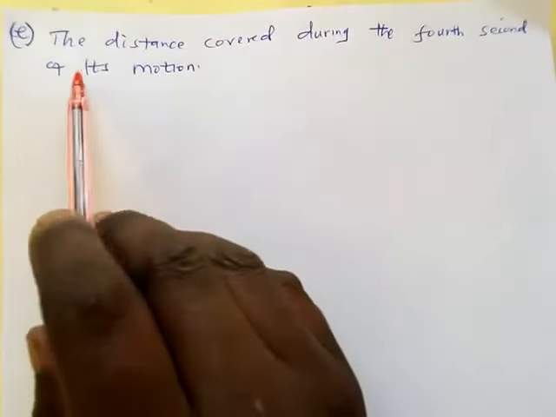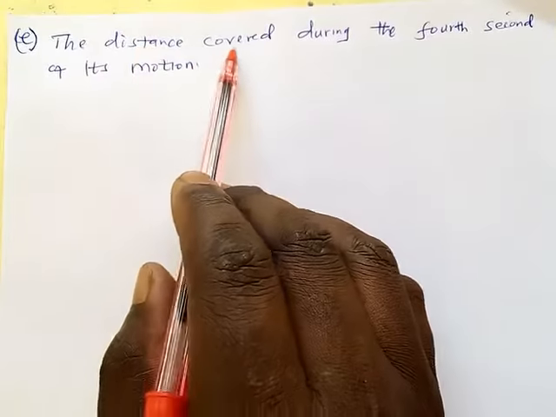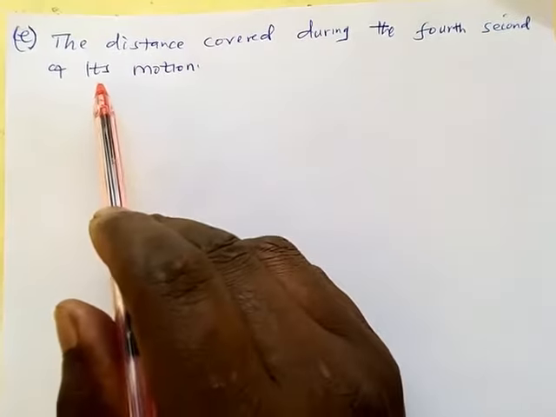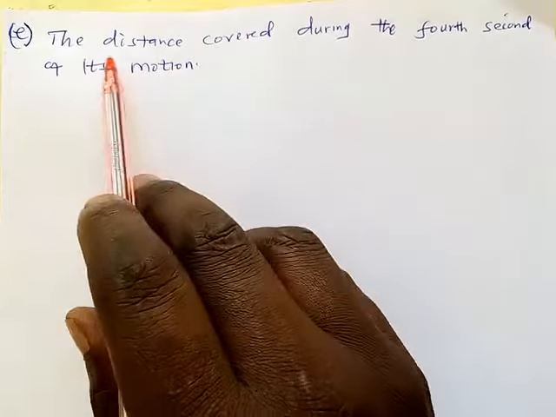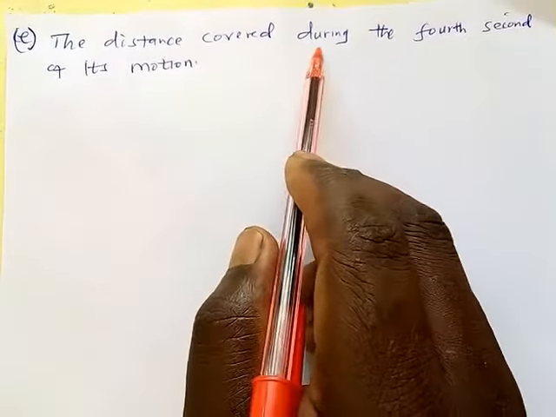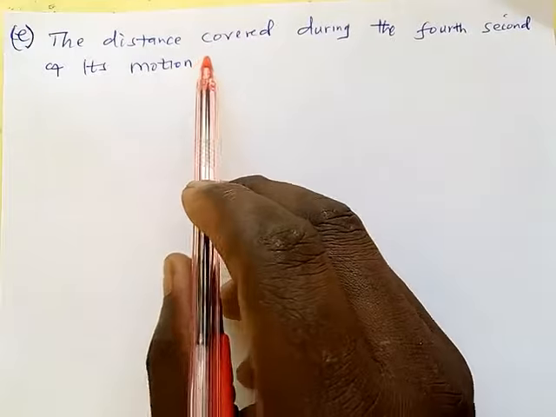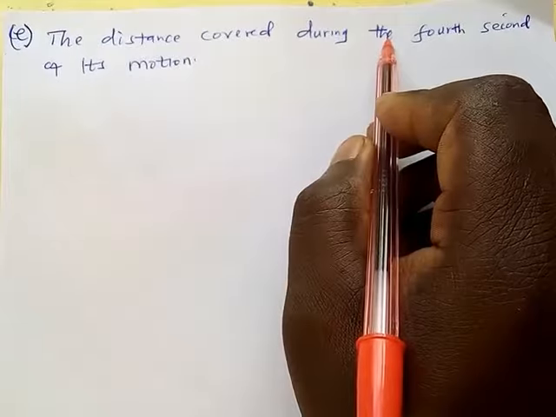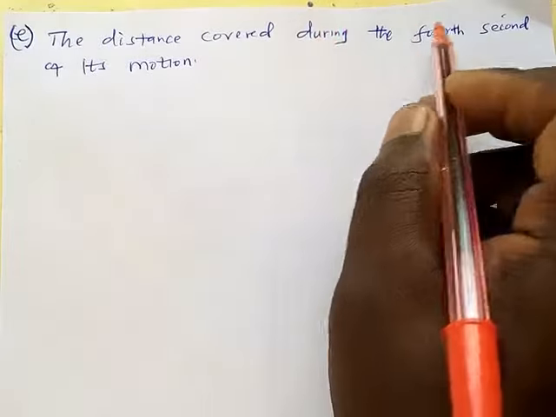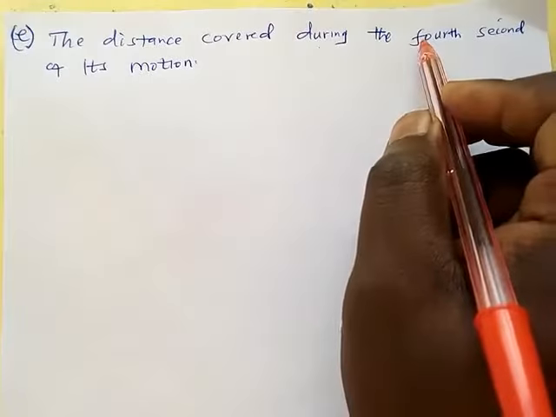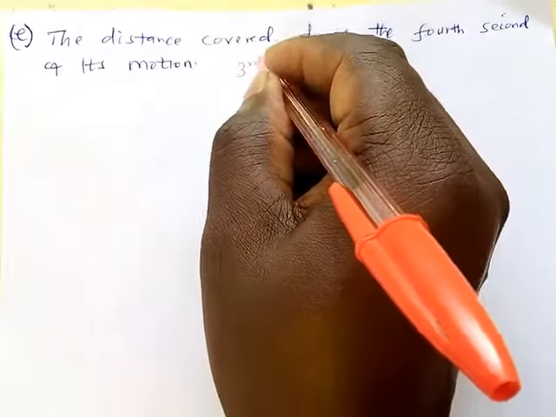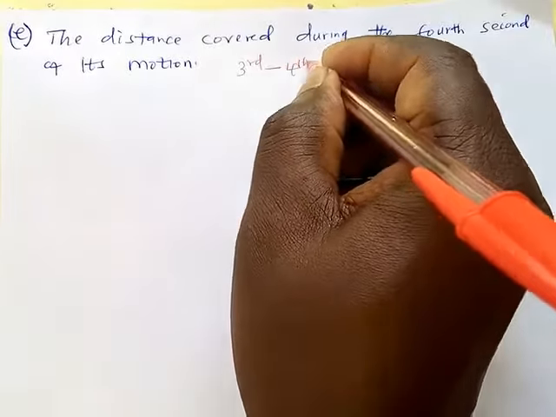Part E of the question is: calculate the distance covered during the 4th second of its motion. The 4th second. Now, during the 4th second, would you start from 0 to 4? No. During the 4th second, it means between the 3rd and the 4th second.